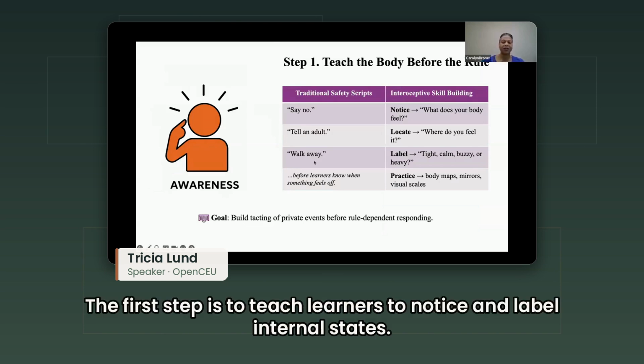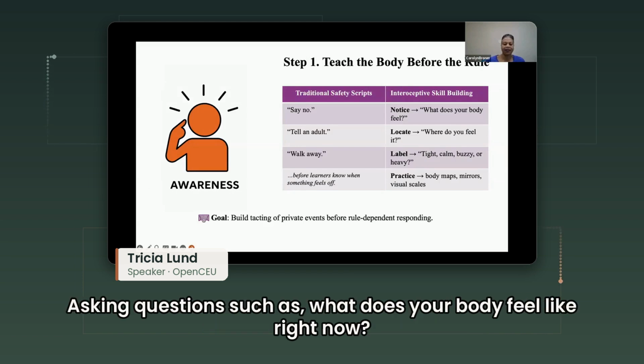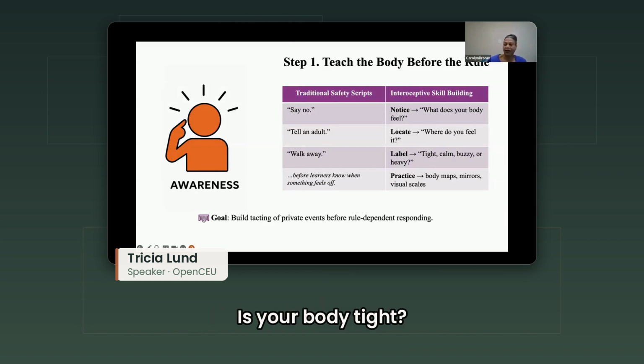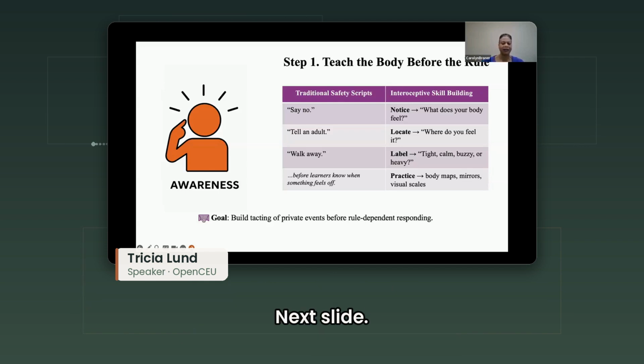The first step is to teach learners to notice and label internal states. For example, you can use body maps, mirrors, visual scales, or tactile body outlines. Asking questions such as, what does your body feel like right now? Where do you feel that? Is your body tight, calm, busy, heavy? The goal is to build tacting of private events and discrimination of subtle physiological changes before crisis level responding occurs. Next slide.